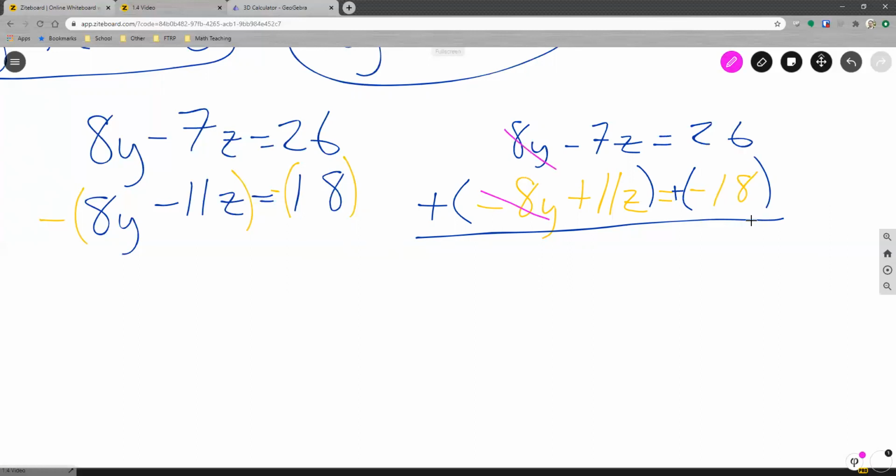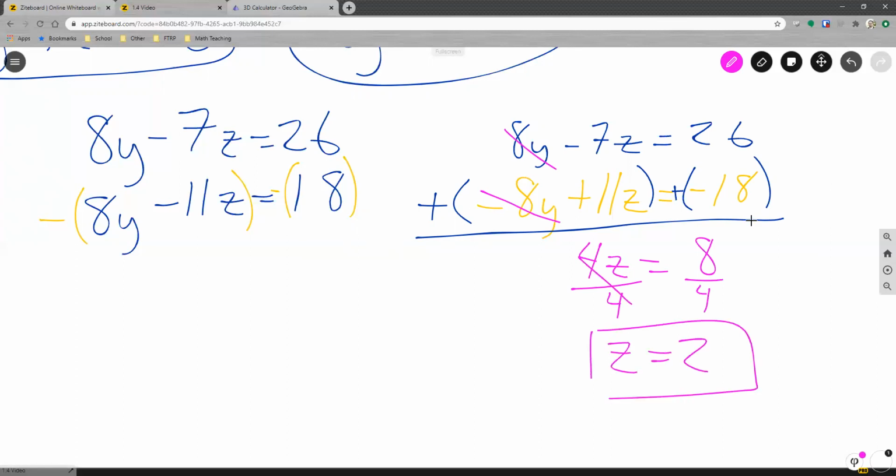So 8y and -8y eliminate each other. Perfect, that's what I want to see happen. Now I've got -7z plus 11z, I get 4z equals 26 plus -18, which equals positive 8. Divide both the left and right by 4. I get z equals 2. And that is one of my 3 values that I'm looking for.